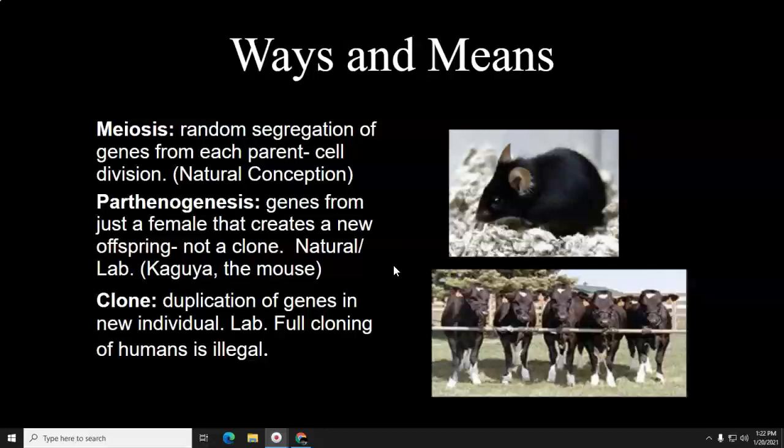But cloning happens. Dolly the sheep was the first higher mammal to be cloned. They can clone everything now. Full cloning of humans is illegal. Humans are only allowed to go to an 8-stage cell division as a clone. But we don't know where this is going to happen in the future.